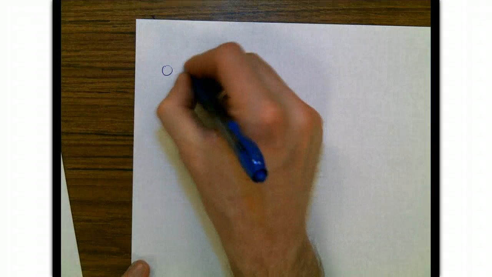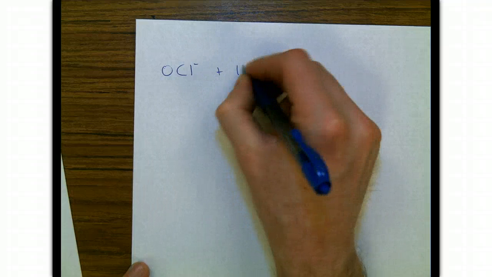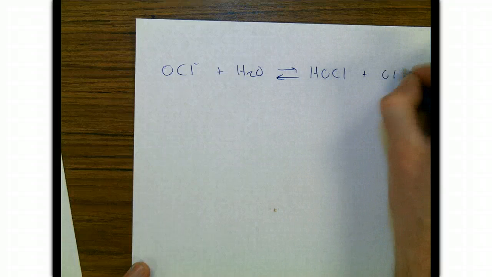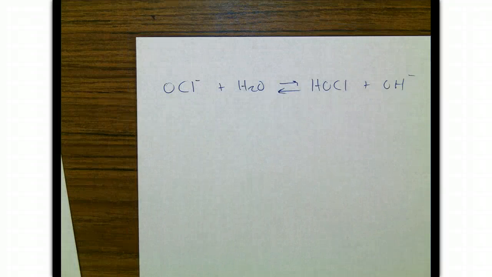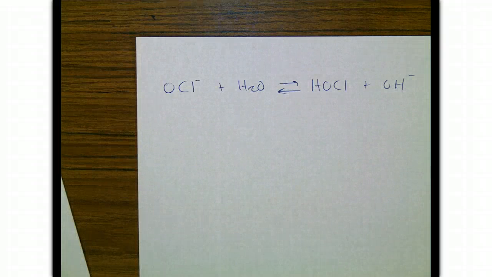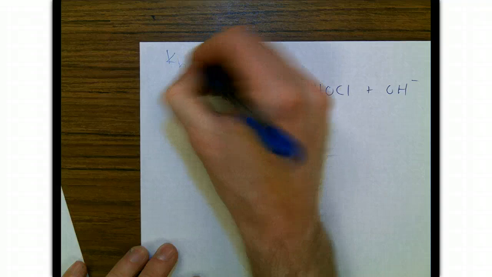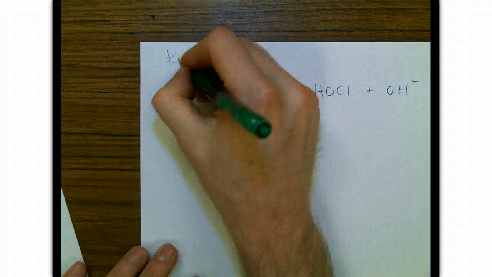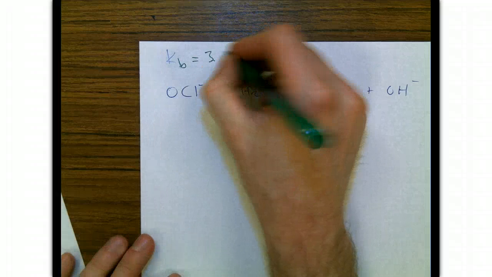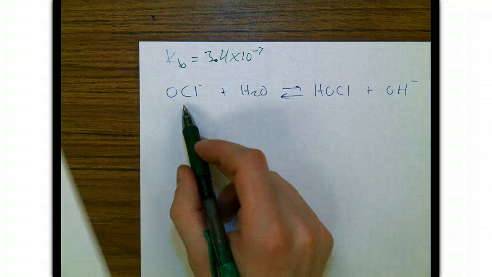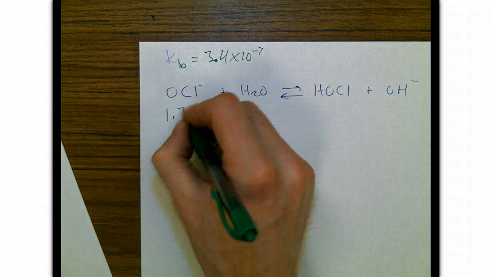So what we're going to do is we're going to revisit the equation with hypochlorite and water producing HOCl and OH minus. So this is an ICE table problem. The reason I know it's an ICE table problem is because the question is asking for the concentration of hydroxide at the end. So we want to know how much we produce of this at the end. The given information, of course, is we just calculated Kb. Kb is 3.4 times 10 to the negative 7th. And I do know the starting concentration of hypochlorite, which is 1.2 molarity.